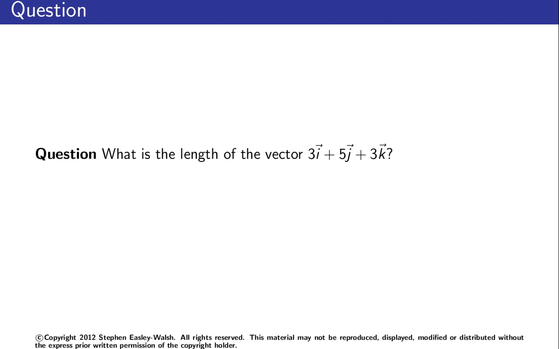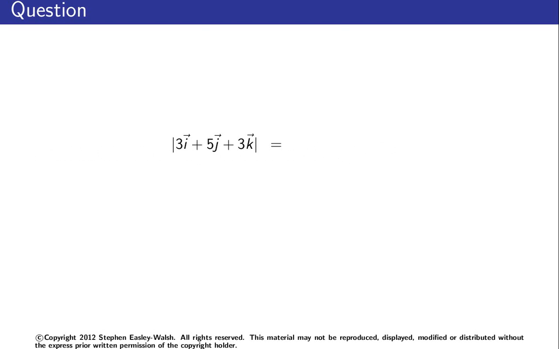For example, let's have a look at the question now. What is the length of the vector 3i plus 5j plus 3k? So the length, the magnitude of this vector is the square root of 3 squared plus 5 squared plus 3 squared, which is the square root of 9 plus 25 plus 9, which is the square root of 43.